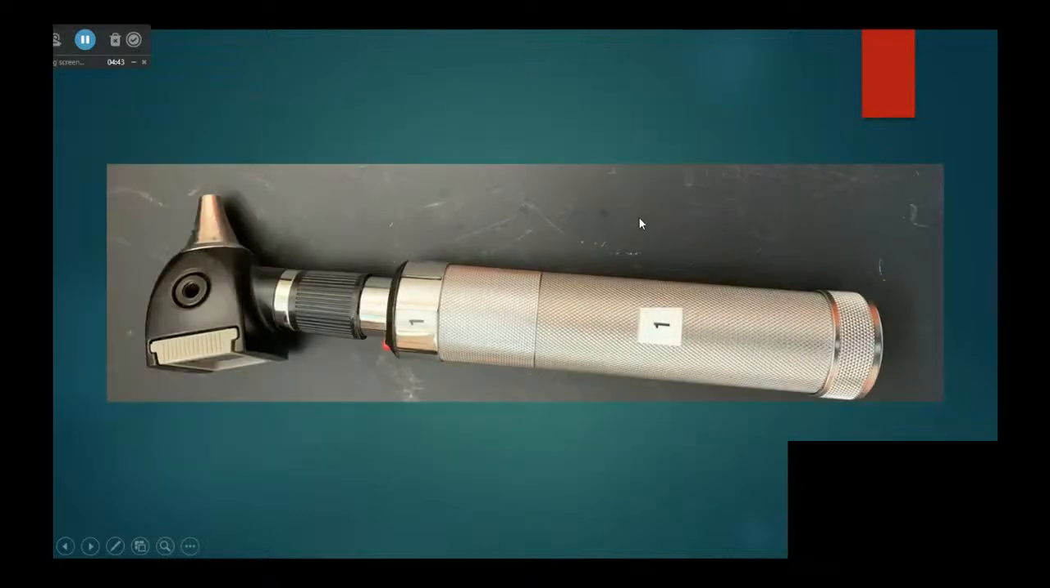This structure is not in your lab book, unfortunately. This is the otoscope. So the otoscope is what you use to look into the ear. So you use it to view the tympanic membrane. So otoscope, O-T-O, always means ear. And this one will allow us to see it on the inside.